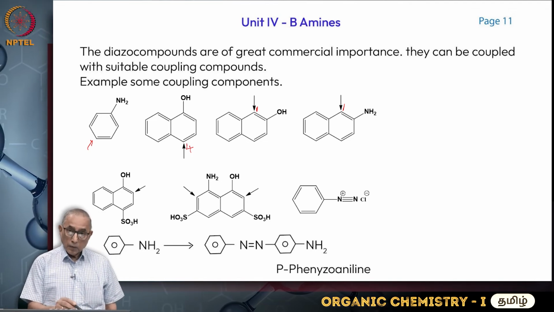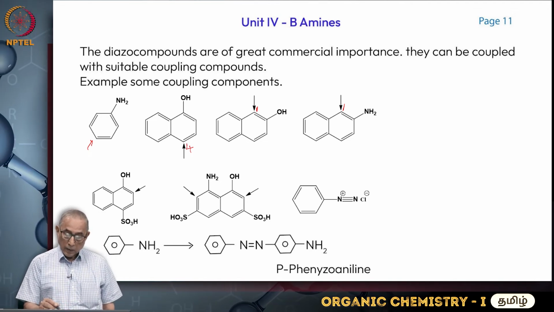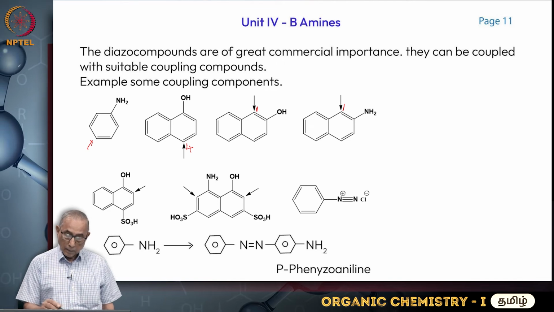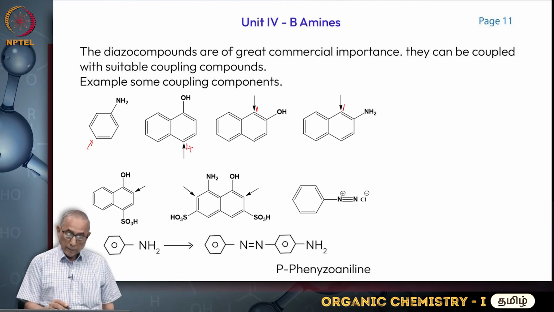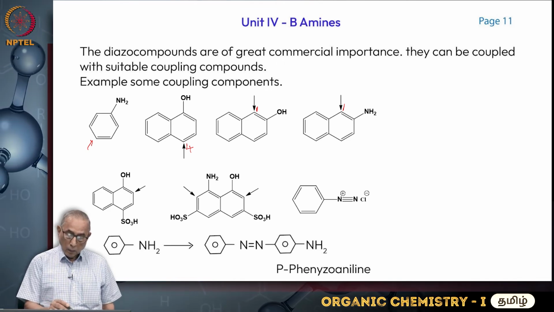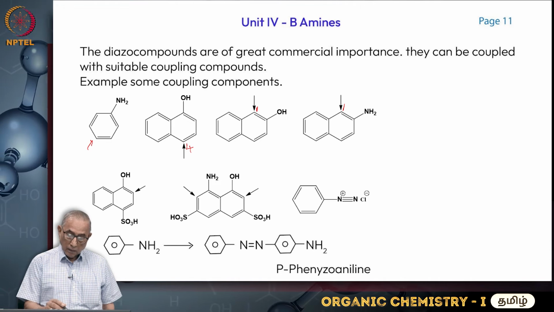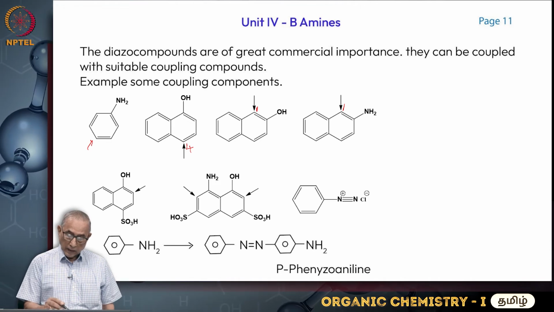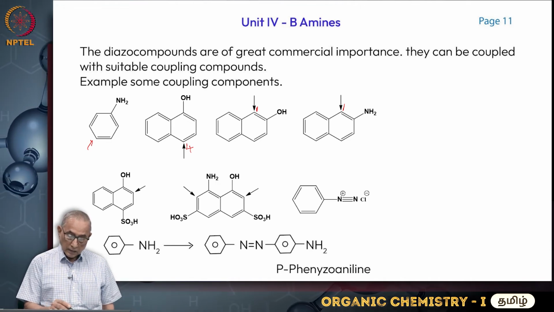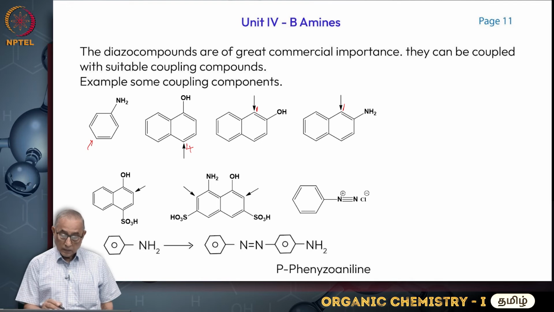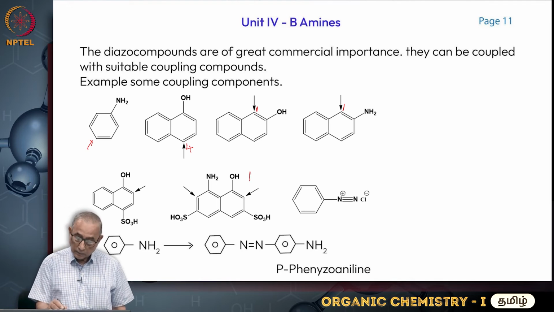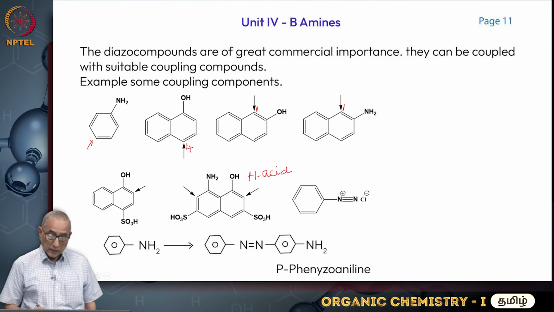This particular compound is a commercially very important coupling component. This is 1-amino 8-hydroxy naphthalene 3,6-disulfonic acid. This compound is called H acid. Commercially, it is called H acid.